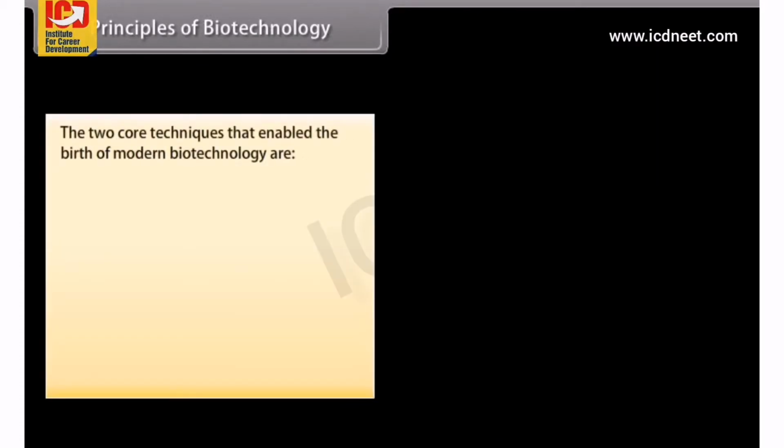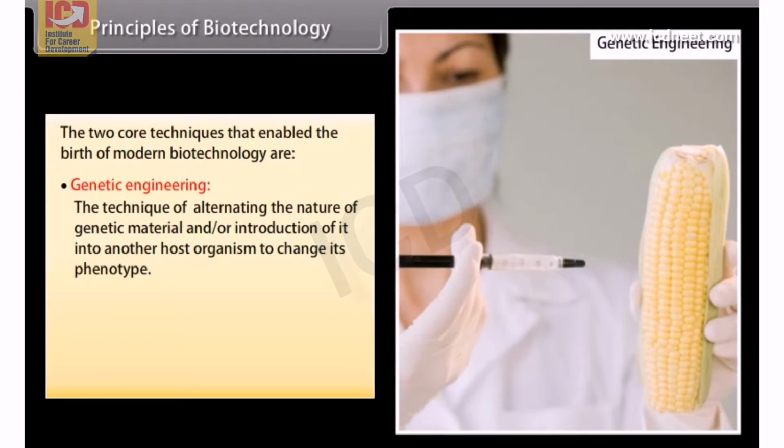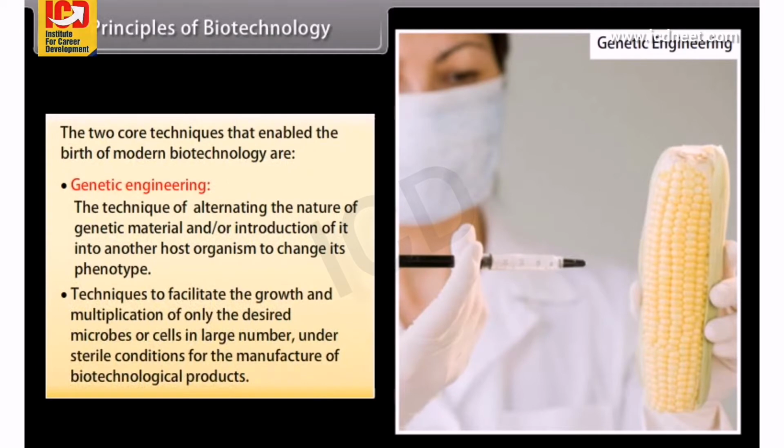The two core techniques that enabled the birth of modern biotechnology are genetic engineering, the technique of altering the nature of genetic material and/or introduction of it into another host organism to change its phenotype; and techniques to facilitate the growth and multiplication of only the desired microbes or cells in large number under sterile conditions for the manufacture of biotechnological products.